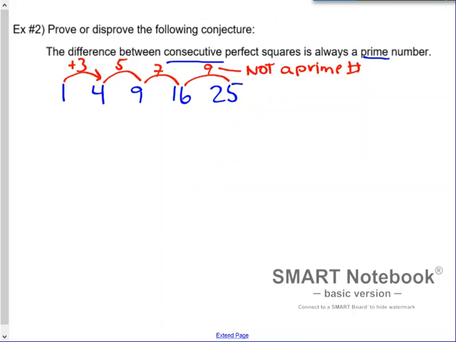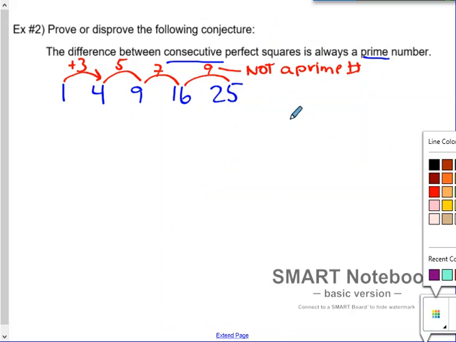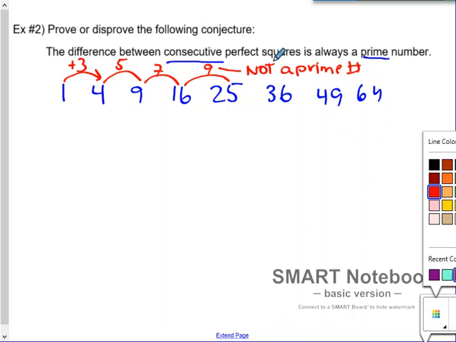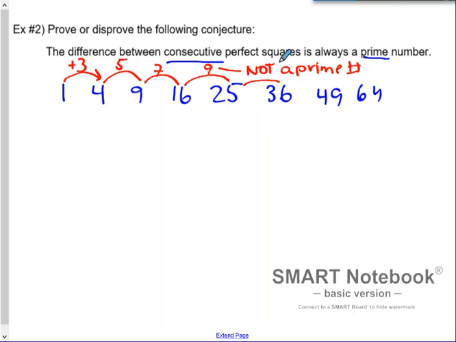And we could even find more. So we could find more counterexamples. It's not necessary, but we could go to our next perfect squares. So 36 or 49 and 64. So we could see if there are more of them, or maybe it's just that one time. So 25 to 36, I get 11. So it works out, here's 13. 49 to 64, I get 15. Okay, so here's another one. So 15 is also not a prime number.